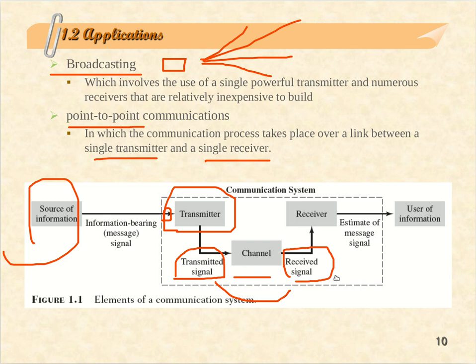To recover the original information, we have a set of devices here. We call this device the receiver. This receiver knows how the transmitter modified the original signal, the original information. It knows what the original information type is.